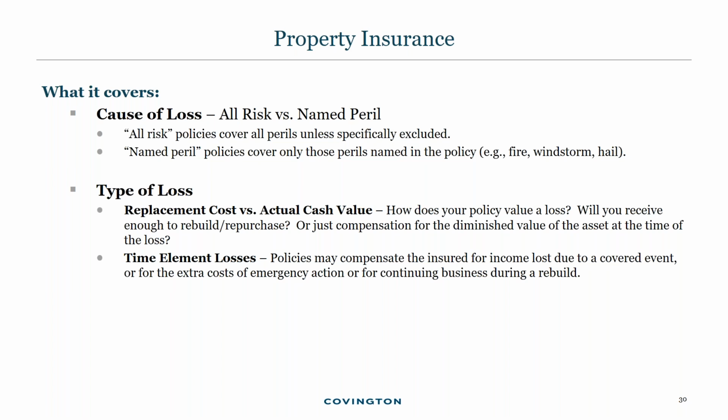When you're looking at the types of loss that could occur following a property insurance event, you can have both physical losses and what are called time element losses, or economic losses. As to the physical losses, does your policy cover replacement costs or actual cash value? How does your policy value a loss? Will you receive enough to rebuild or repurchase, or just compensation for the diminished value of the asset?